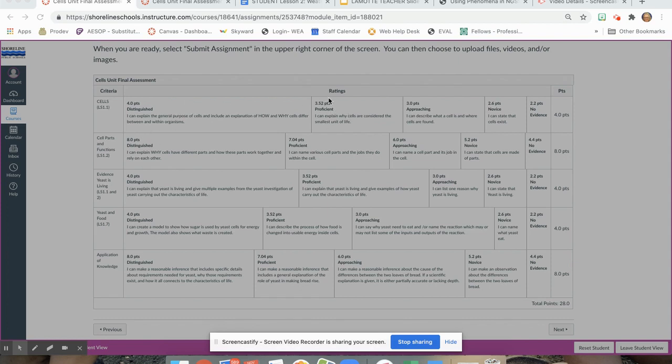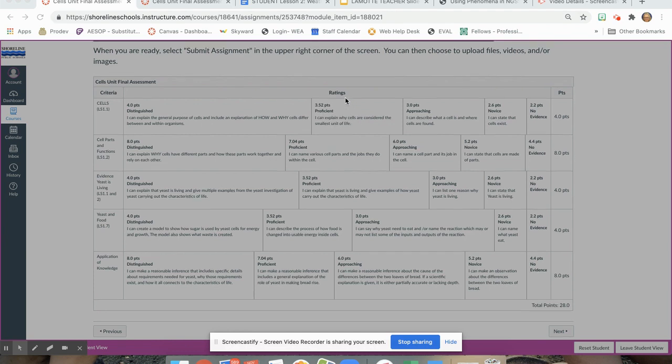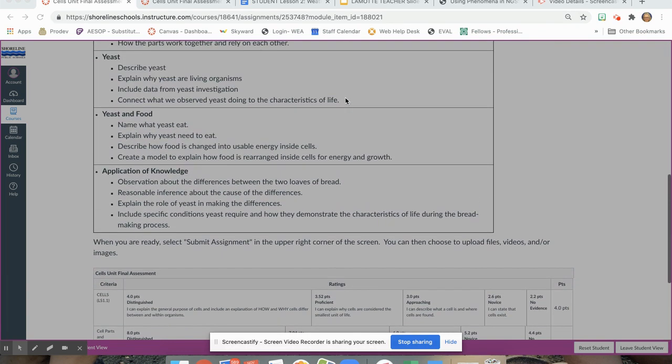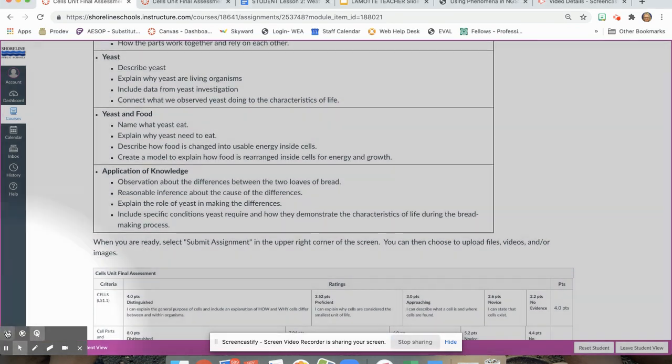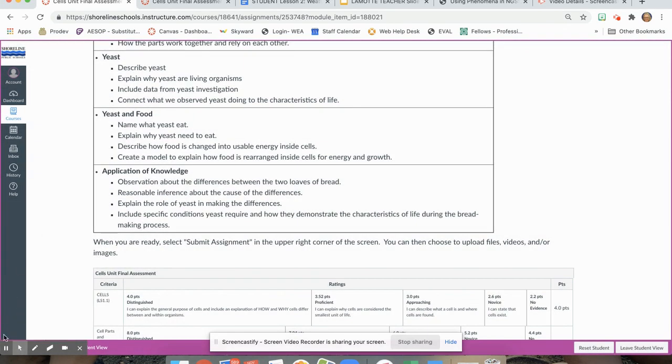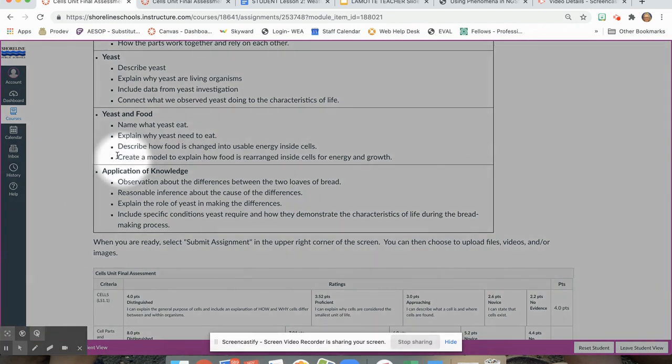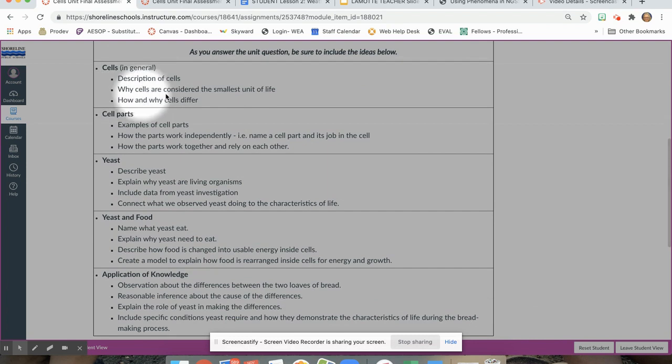My recommendation is that you aim for proficient. So you want to try to get at least to the third bullet down. You want to at least try to get there. And in fact, with cells, it would be the second bullet.